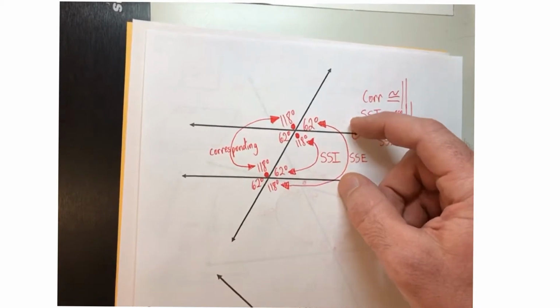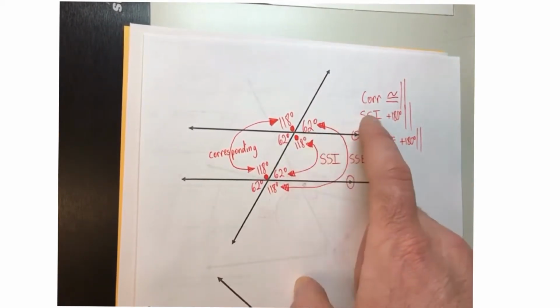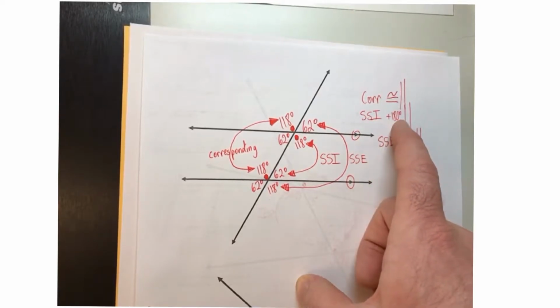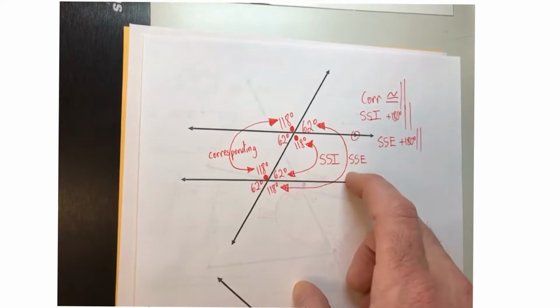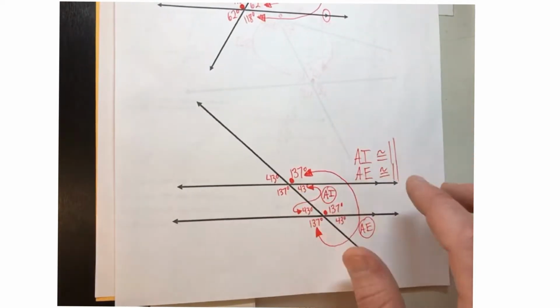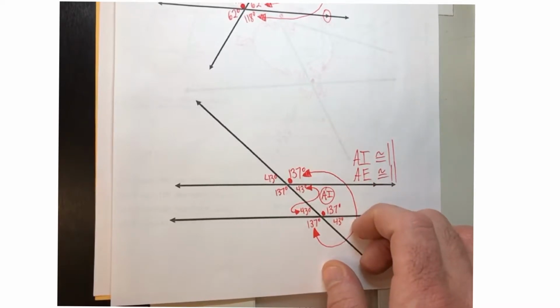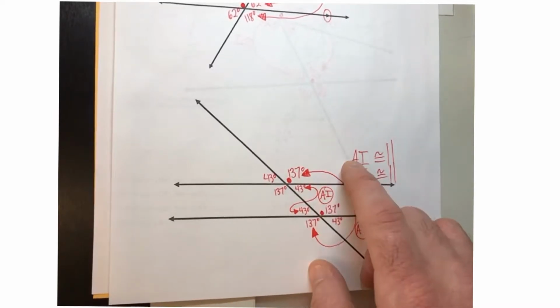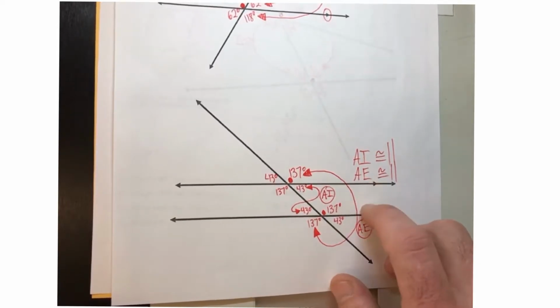When the two lines were parallel, what did we see about same side interior? That they add up to 180, they're supplementary. What did we say about same side exterior? They're supplementary also. We did these. What do we say about alternate interior when the lines are parallel? Alternate interior are congruent. And then what's up with alternate exterior when the lines are parallel?